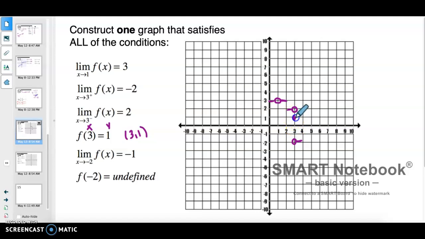So that means it's a good thing we did an open dot here and an open dot here, because otherwise the function would not have passed the vertical line test and it would no longer be a function. Because you can't have two solid dots on top of each other.